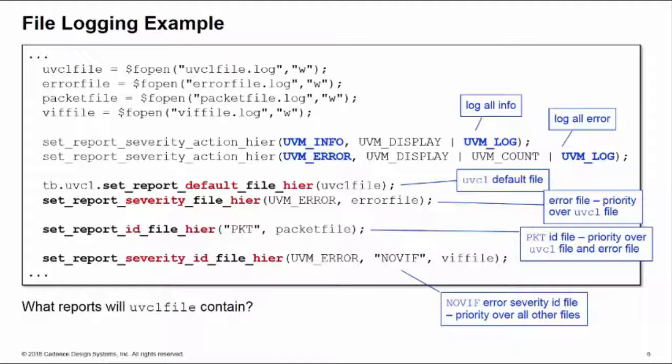So when I run this simulation, what reports are going to end up in the UVC1 file? Well, all my errors are going to go to error file or VIF file. All of my ID PKT reports are going to end up in packet file. So what I'm going to be left with in the UVC1 file is all of the UVM info reports from the UVC1 hierarchy which don't have the PKT ID. So this shows you the precedence order for doing the file logging.